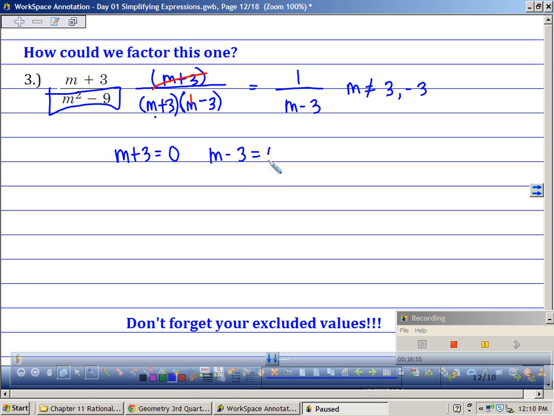Wouldn't we do that? To find the zeros or the roots? So when I set both of these equal to 0, but this time I don't want it to equal 0. So I'm going to say, when does m plus 3 not equal 0? How would I solve that? Subtract 3 from both sides. What about this one? Add 3 to both sides. And I get m cannot equal negative 3 and m cannot equal positive 3. Isn't that the same thing we have over here?